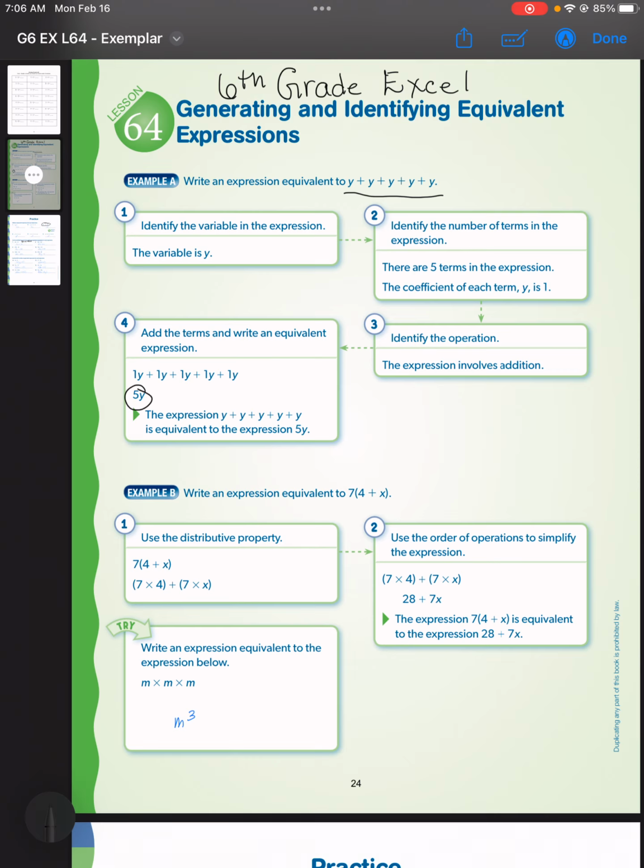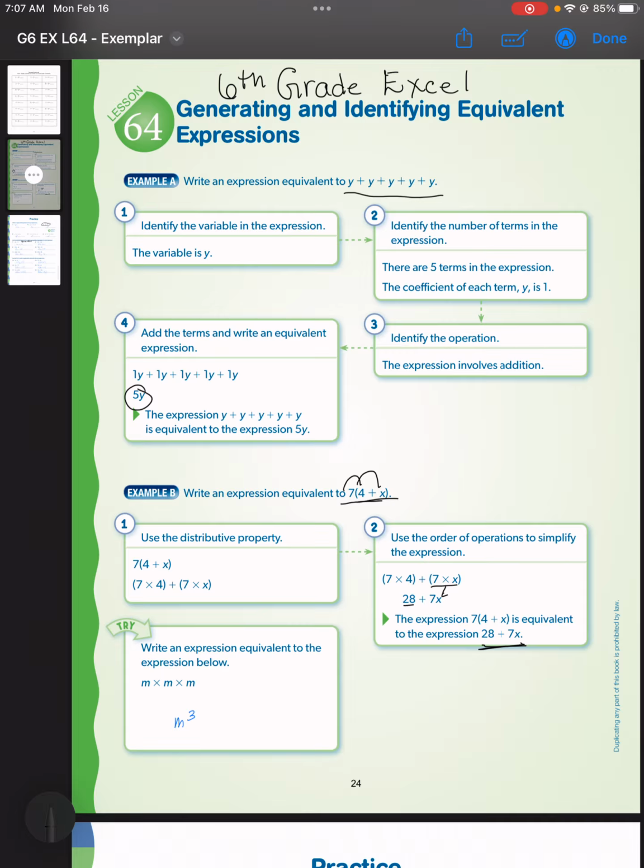This is the most direct way to add expressions or to generate an equivalent expression. I'm now going to write an equivalent expression using the distributive property. The distributive property tells me that I distribute the number on the outside of the parentheses to every number on the inside of the parentheses. And we distribute using multiplication. So I'm going to multiply 7 times 4, and again, I'm going to add that to 7 times x. 7 times 4 is 28. 7 times x is 7x. My equivalent expression is 28 plus 7x.